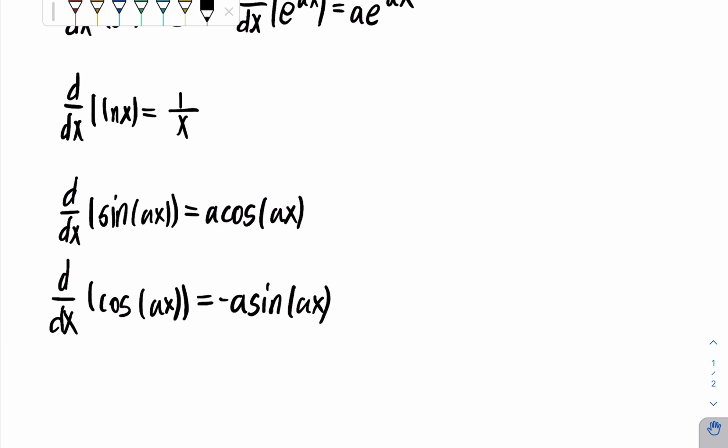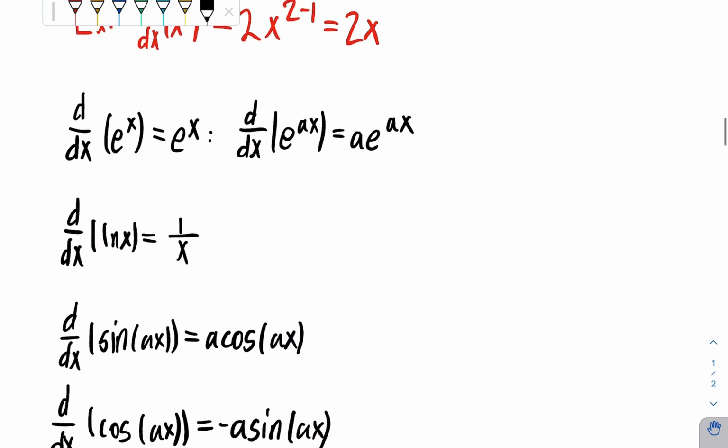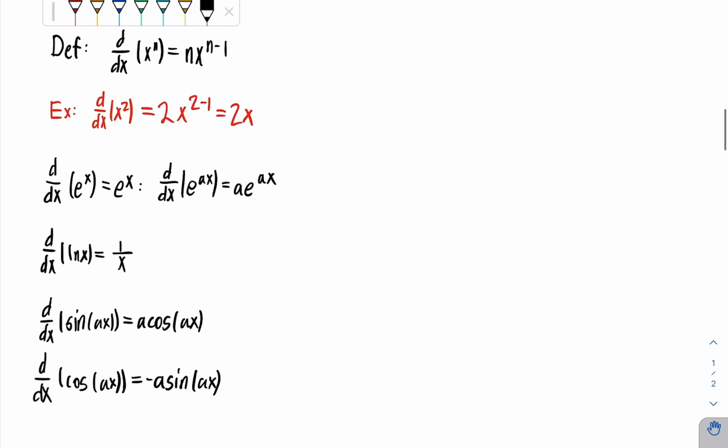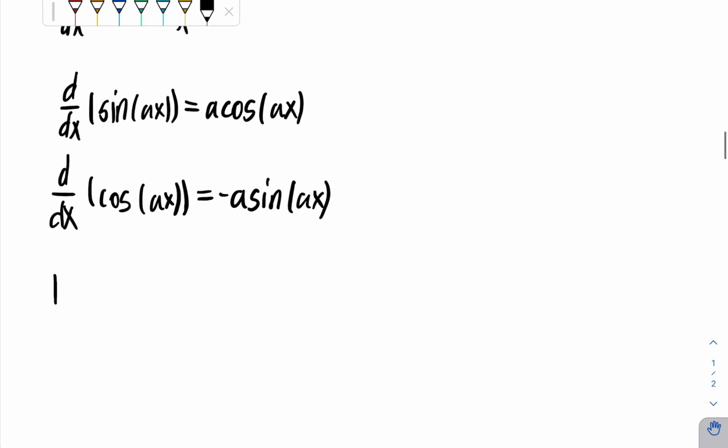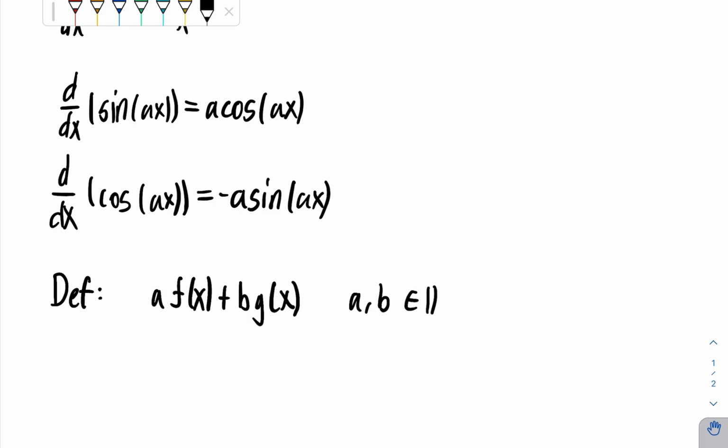Okay, so now that we have all of these different differentiation rules, we would like to cover some of the properties of the derivative that we can use to exploit. The first is the property of linearity. The property of linearity says that I can define a linear combination as a, some constant, times f of x, plus b, some constant, times g of x, such that a and b are in the real numbers.